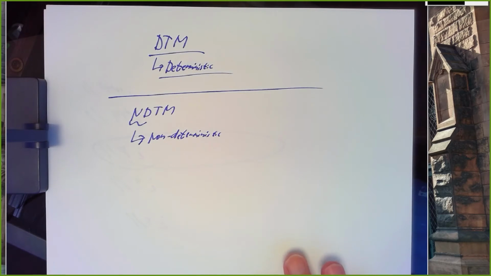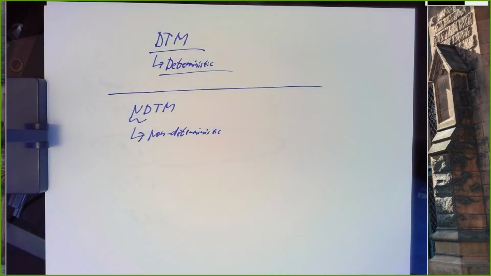All right, so ignoring the weirdness of that concept, why do we care about non-deterministic Turing machines? Let's look at the order of complexity of certain algorithms. So this is like big O notation, basically.